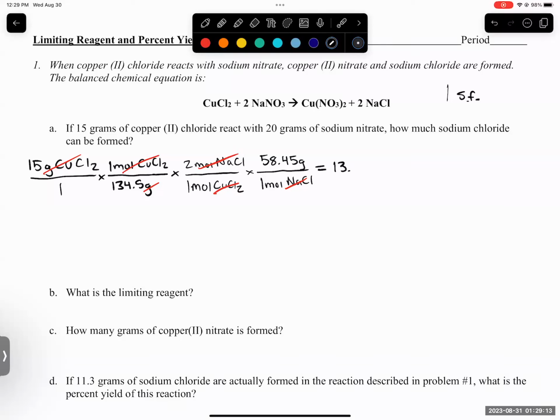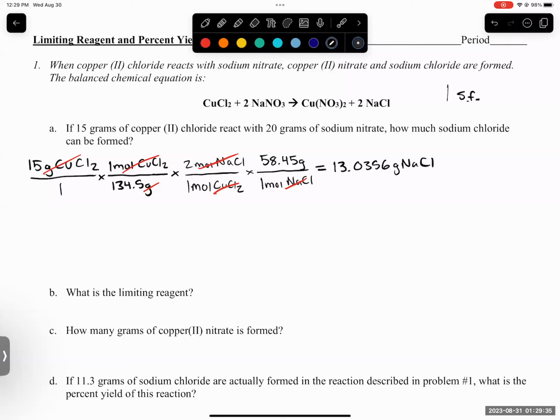0.0356 grams of sodium chloride. Are we done? No, because we only calculated the theoretical yield if we use all of the copper 2 chloride. So we're going to do the same thing for the second reactant, sodium nitrate.